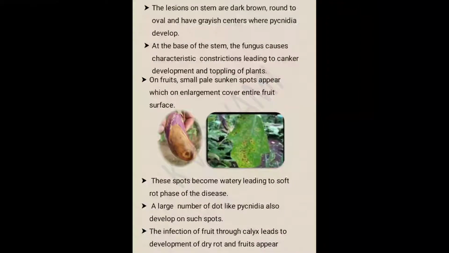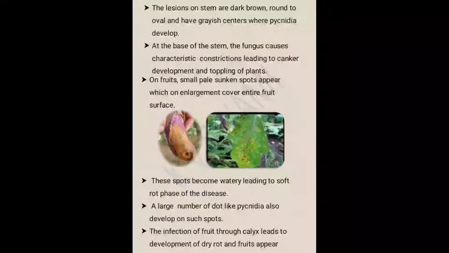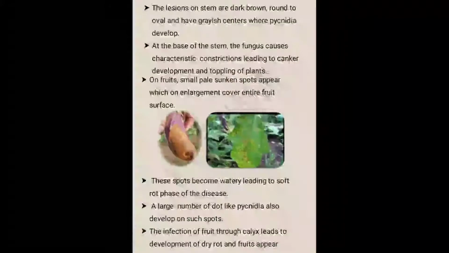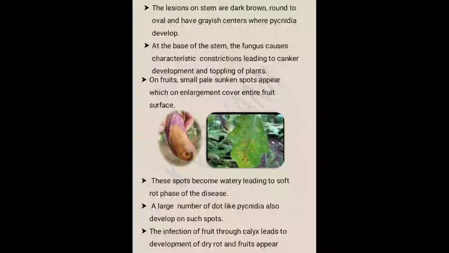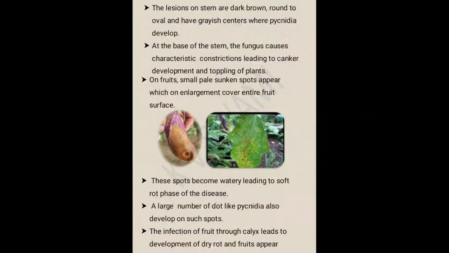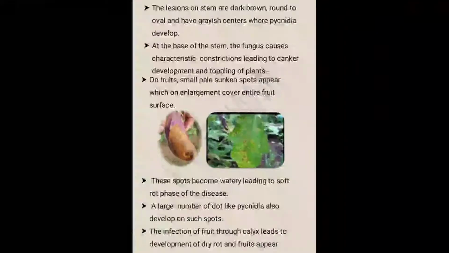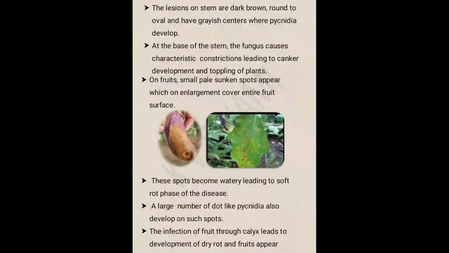On fruits, small pale sunken spots appear which on enlargement cover the entire fruit surface. These all symptoms you can observe in these two pictures. Next symptom, these spots become watery leading to the soft rot phase of the disease. A large number of dot-like pycnidia also develop on such spots. The infection of fruit through calyx leads to development of dry rot.